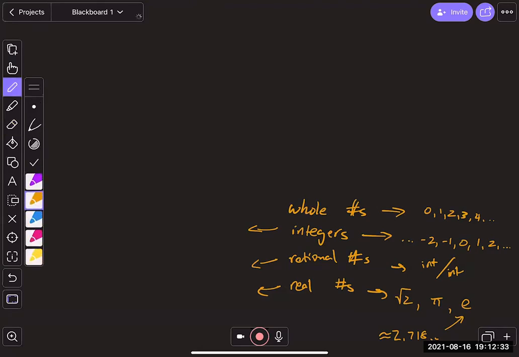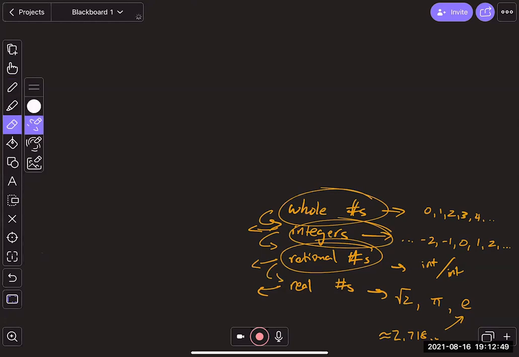I will say one last thing: all rational numbers are real, all integers are rational, and all whole numbers are integers. So that means as well that all integers are real, all whole numbers are real, and all whole numbers are rational numbers as well. All right.